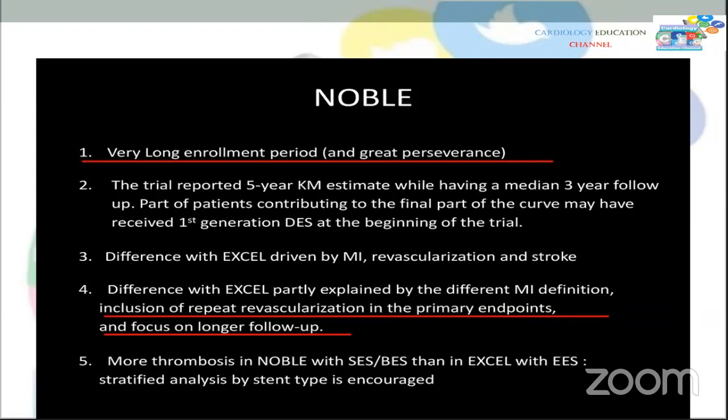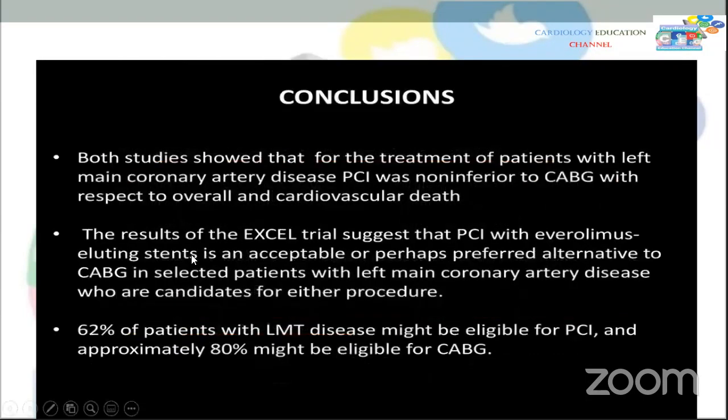In the first one it was 28 versus 18, so it's the same. The difference in the EXCEL was driven by MI, revascularization, and stroke, while the difference with the NOBLE is explained by the different MI definition. As we said, the SKY, the third and fourth universal definition, inclusion of repeated revascularization in the primary endpoint in the NOBLE but not in the EXCEL, and the focus on the longer-term follow-up. But here you need to notice, as Professor Karim said, that the design of the stent made a difference. We had more significant stent thrombosis with this particular stent compared to the Xience, the everolimus-eluting stent, which has the lowest stent thrombosis among all the drug-eluting stents.